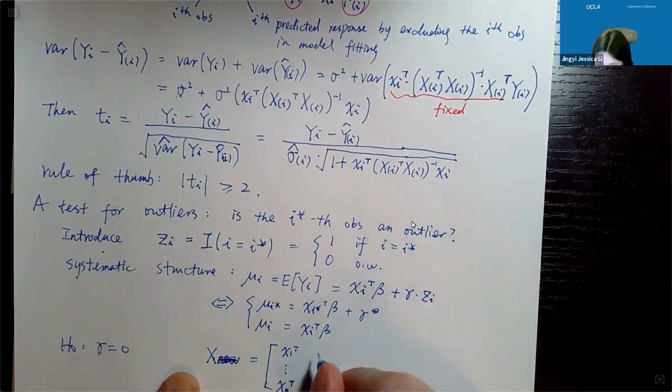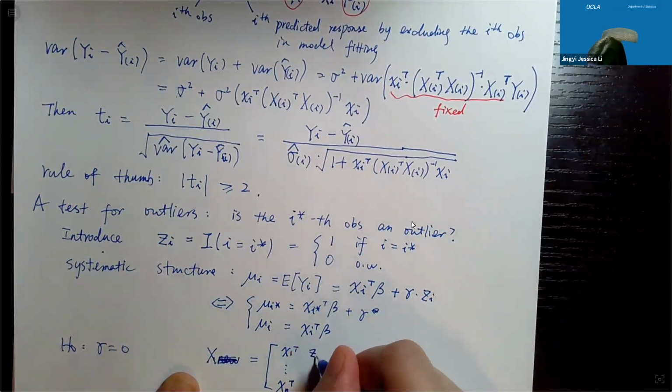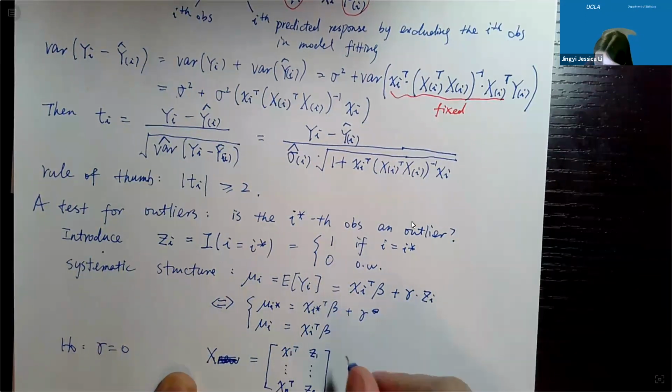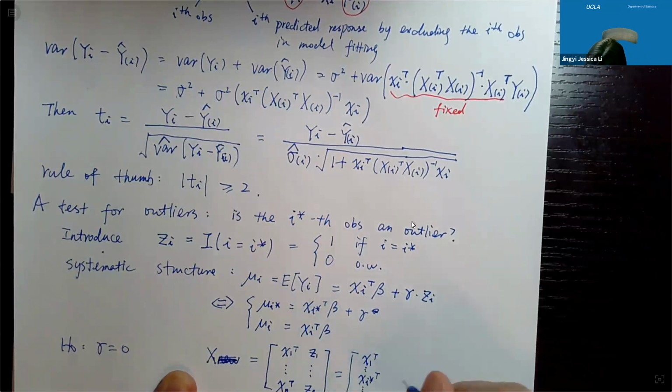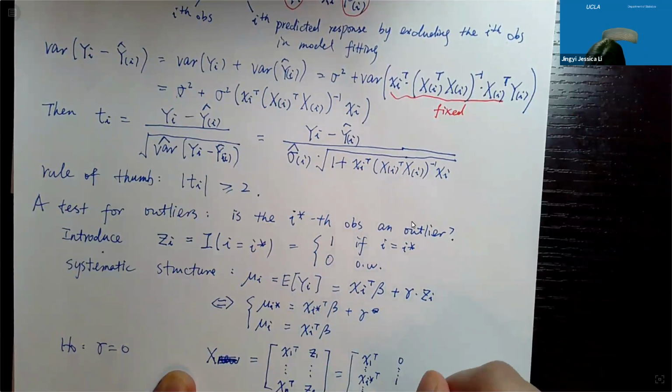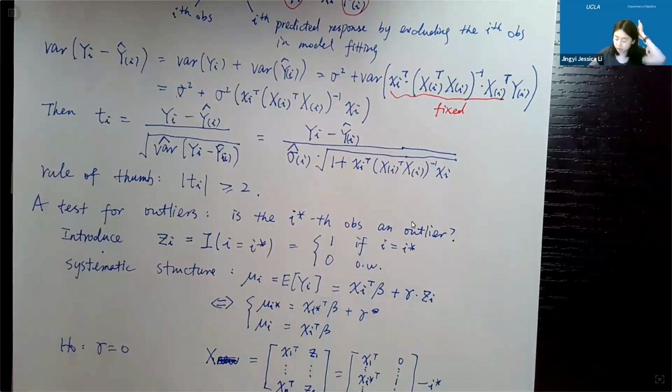So that is, we can put z1 to zn, right? And we know that in this column, only one entry is 1. So it's xi transpose, xi star transpose to xn transpose, with 0, 1, 0. So this is the ith observation. So when you have one entry as 1 in the design matrix, then we can run the linear regression.